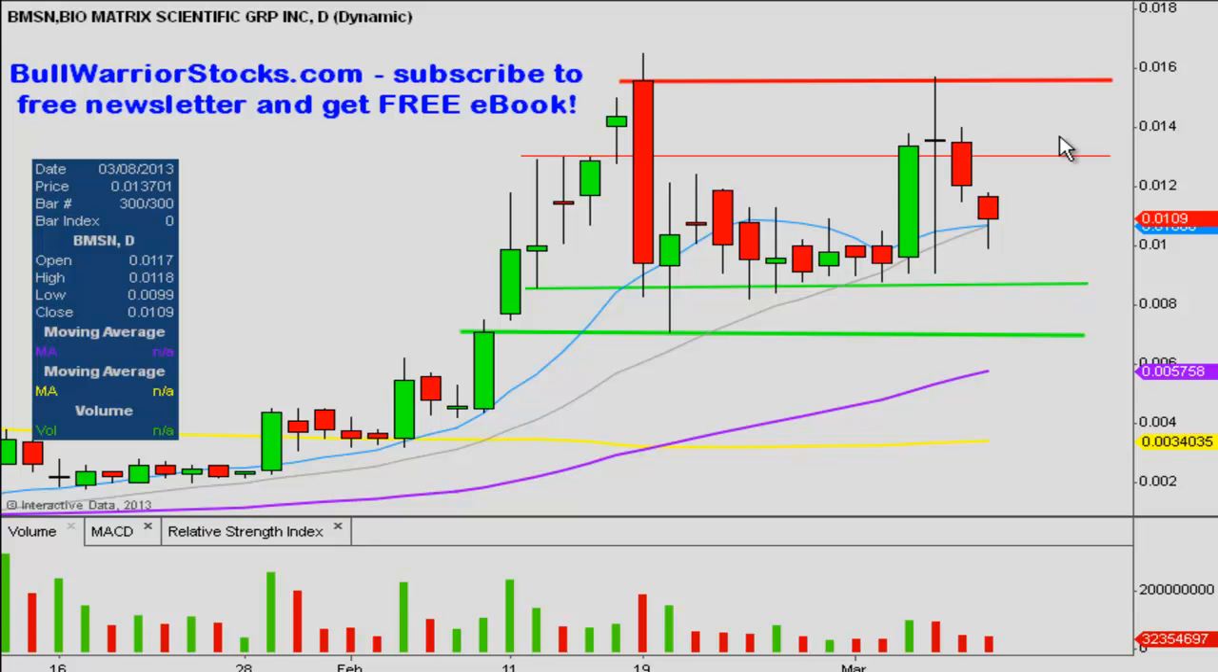But still a good looking chart. You still have your main moving average here sloping upwards, so everything's okay. But right now it's definitely one that the day traders are enjoying with all the upwards and downwards action.